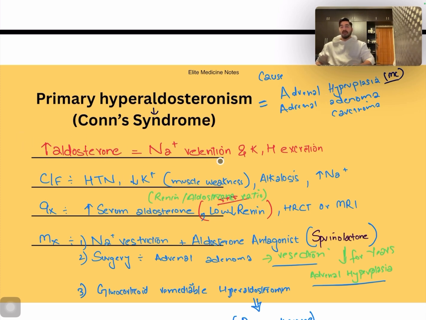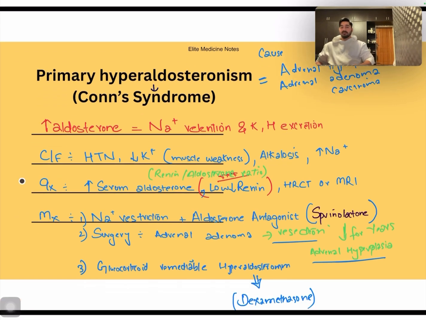Sodium retention, and along with sodium retention, the potassium and hydrogen ions are excreted. So what is the condition the patient will have? Due to sodium retention, water will also be reabsorbed, so the patient will have hypertension, and potassium and hydrogen ions are excreted. Hydrogen ion excretion will cause metabolic alkalosis. These are the clinical features of primary hyperaldosteronism: hypertension and reduced potassium. The normal value you should be aware of is 3.5 to 5.5 millimoles. The patient will have potassium levels less than 3.5 millimoles, which will cause muscle weakness, and due to hydrogen ion excretion, alkalosis will occur.